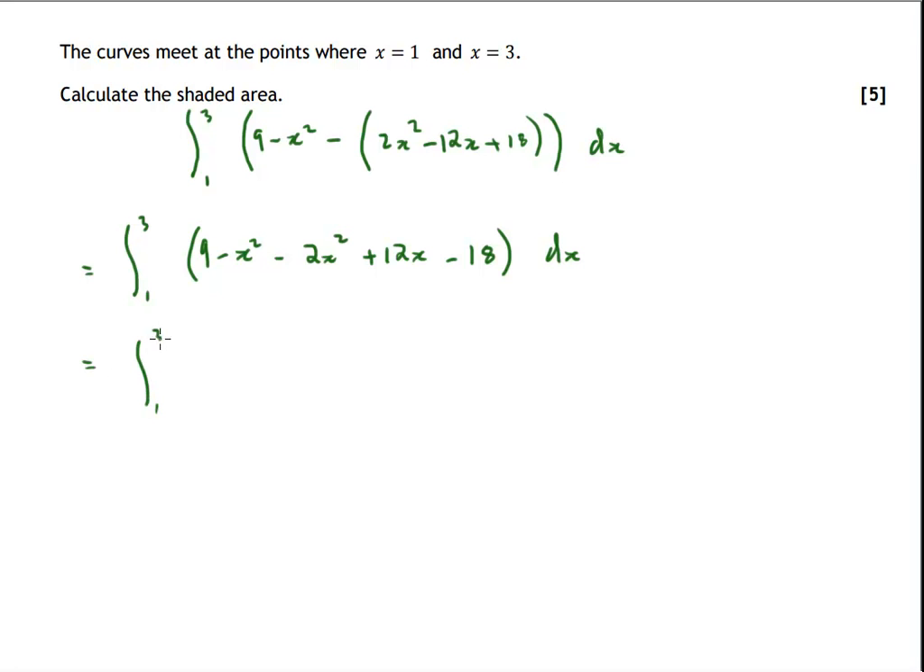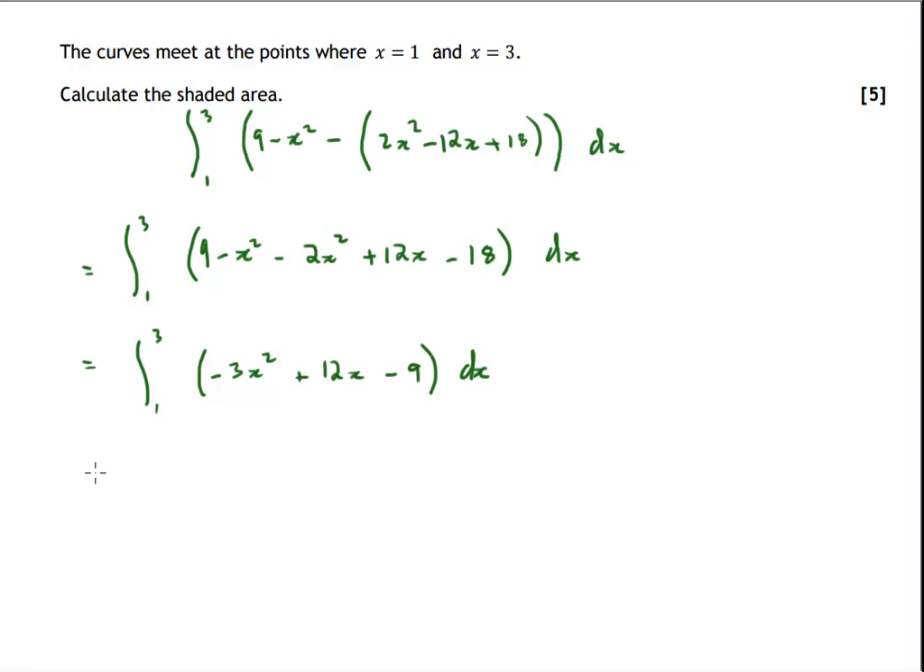I think one more step before we've simplified it. Having a look at the x squared terms, minus x squared minus 2x squared, so minus 3x squared. We've got positive 12x, and then the constant terms, the terms independent of x, 9 minus 18 gives us minus 9, all in a bracket. Don't forget the dx, we're nearly there.